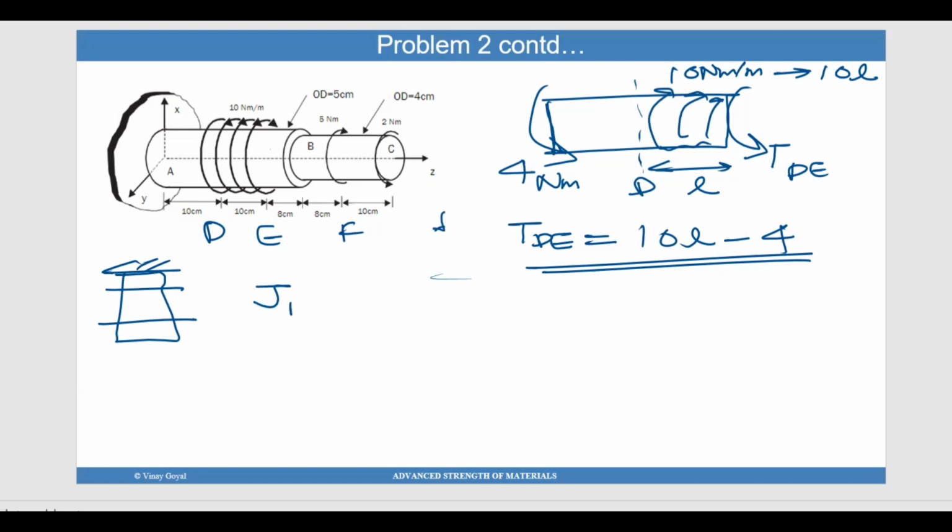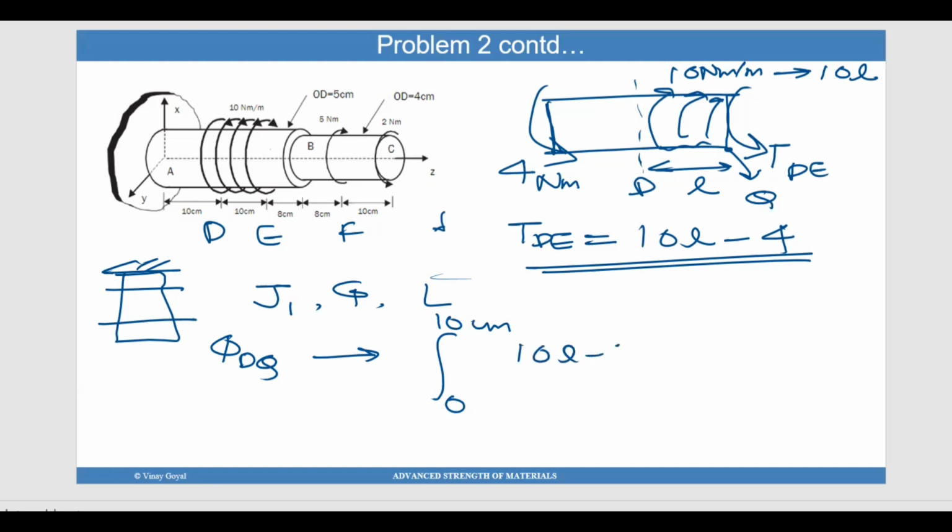So J is going to be J1 just as before, and G is 1 GPa, and L, capital L. The way I'm going to do it here is, if this point is some Q, then I'm going to find phi DQ. So for me to find phi DQ, I'm going to do an integration from 0 to the entire length, 10 centimeter, of 10L minus 4 dL upon GJ1.